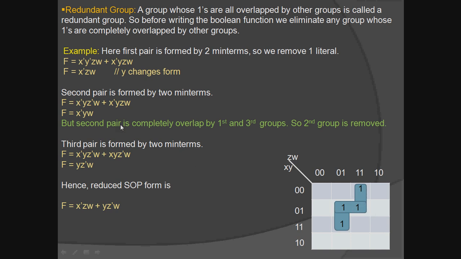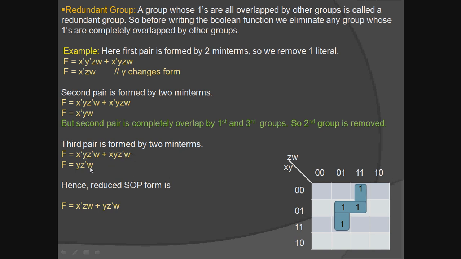All right, so here we have this equation, but the second pair is completely overlapped by the first and third groups, so the second group is removed, so this pair gets removed. Again, the third pair is formed by two minterms, that is this one, so we find the minterm value of this, that is this and this.